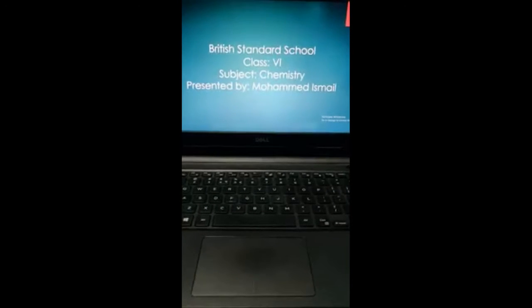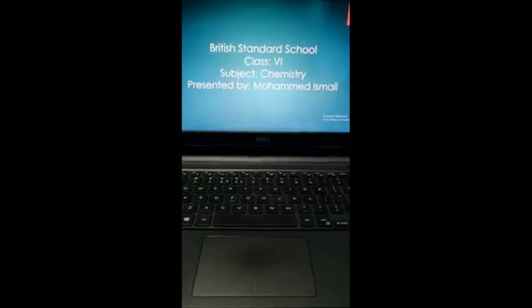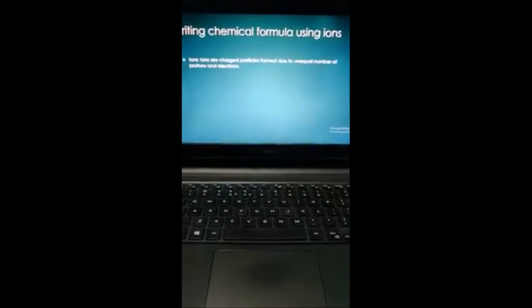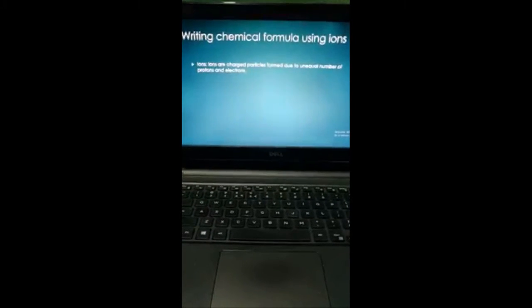As we already know about the outbreak of COVID-19 in our country, we have taken safety measures staying at home. So staying home, staying safe, we shall also carry on with our studies. So today our discussion topic will be writing chemical formulas using ions.